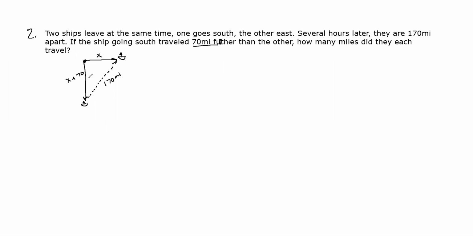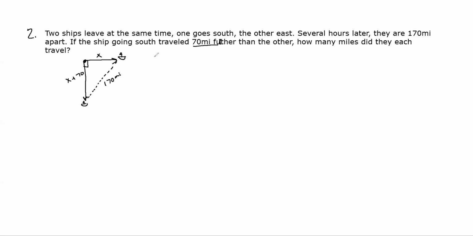Now, I believe they give you this drawing. If not, this is going to be how you want to set it up. You might just have north and west instead of south and east. Once that is set up, if you notice, we have a right triangle because south and east are perpendicular directions. So we can go ahead and use the Pythagorean theorem.